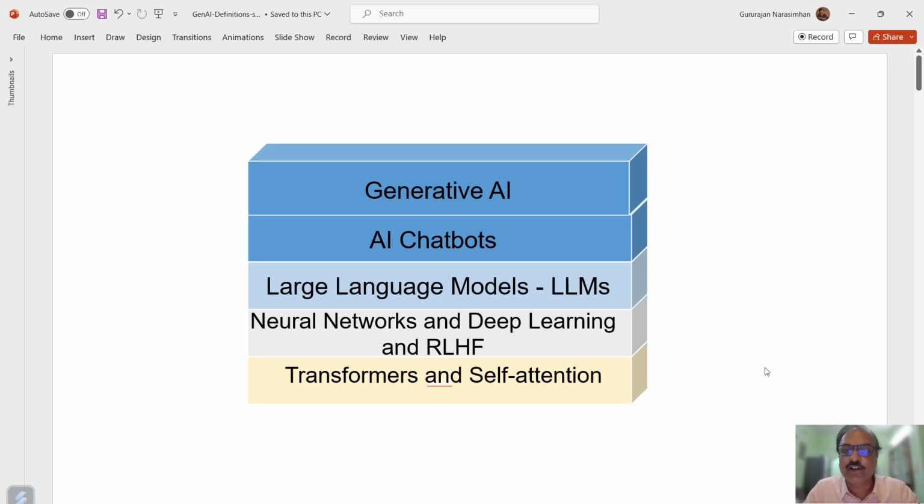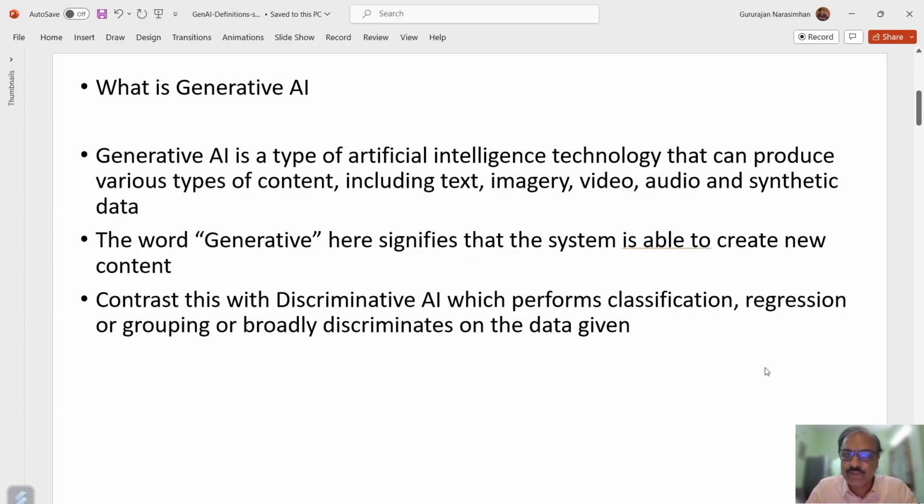Let's understand the technologies behind generative AI, AI chatbots, LLMs, neural networks, and transformers. The idea of generative AI is talked about a lot nowadays. So let's explore them one by one.